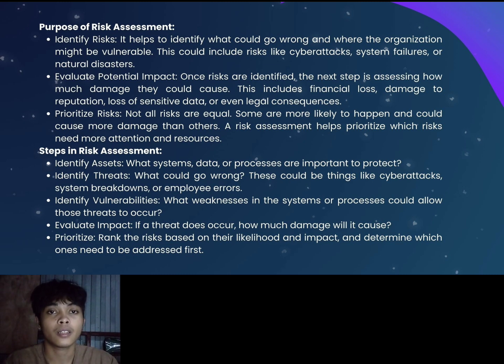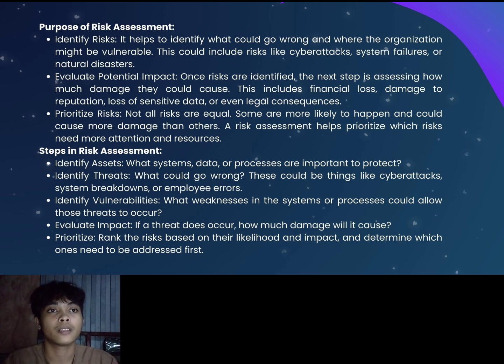Prioritize risk. Not all risks are equal. Some are more likely to happen and could cause more damage than others. A risk assessment helps prioritize which risks need more attention and resources. So, recognize that some risks are more likely or damaging than others, helping to allocate resources and attention effectively.